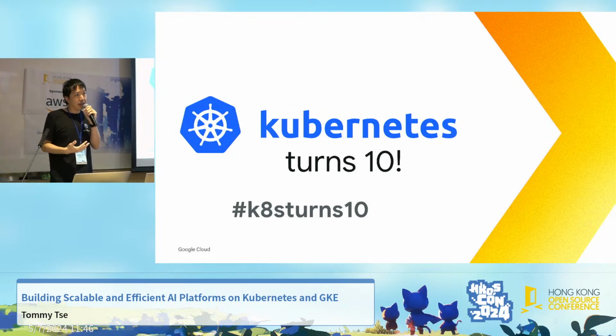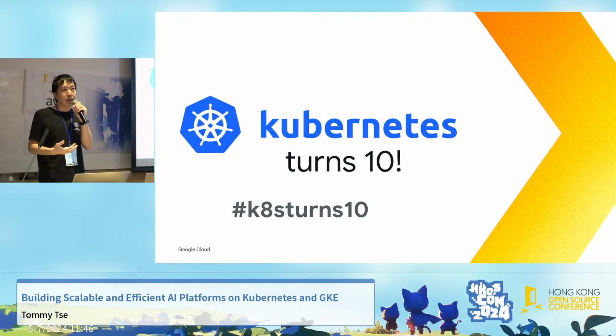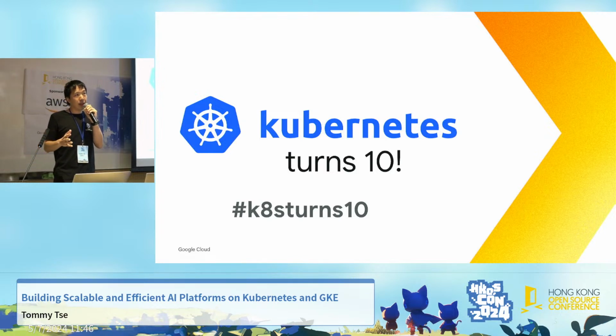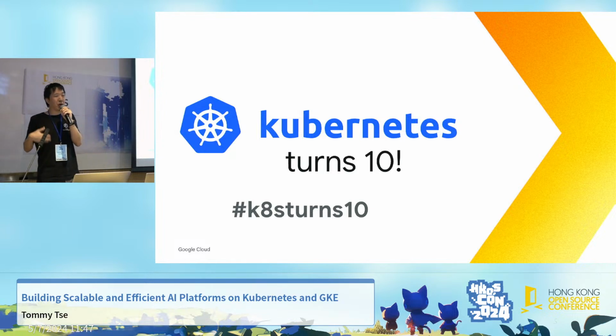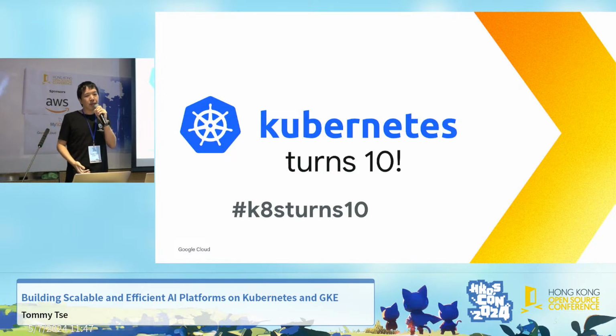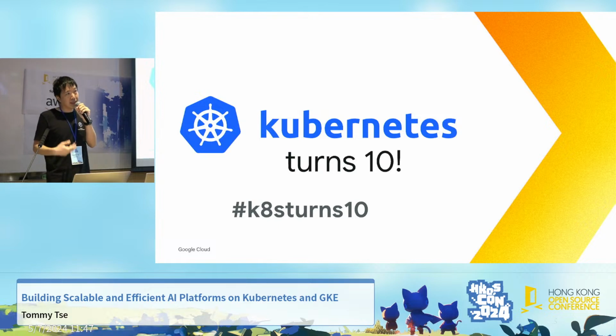According to CNCF, over the past 10 years, there have been around 314,000 code commits to the open source Kubernetes project, by over 74,000 contributors. And the number of organizations grew from just one, Google, because we open sourced it 10 years ago, to over 7,800 organizations.